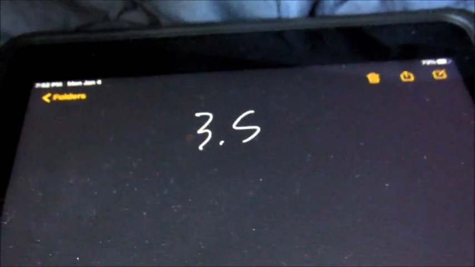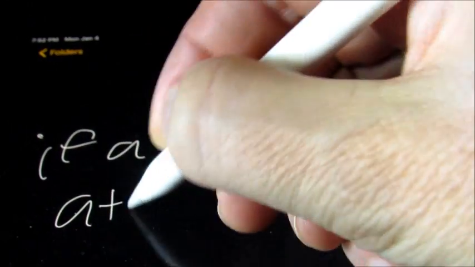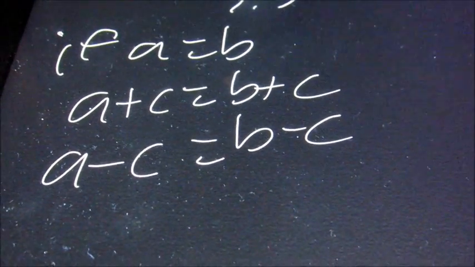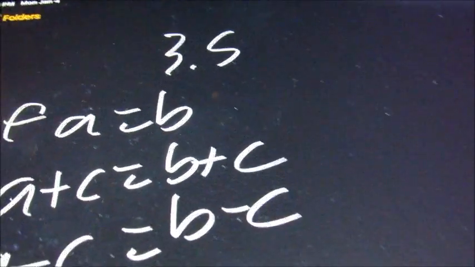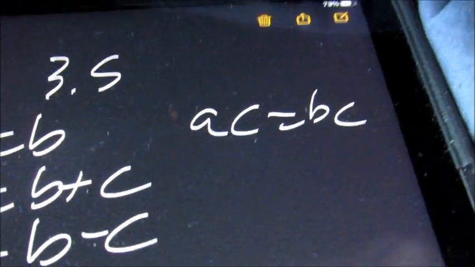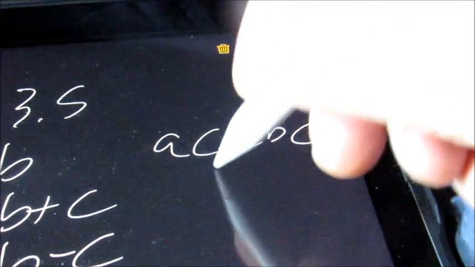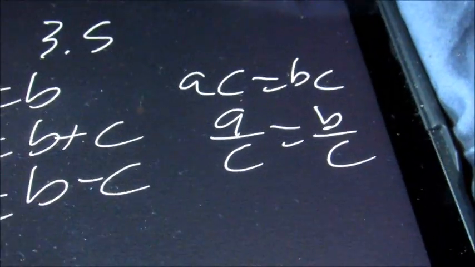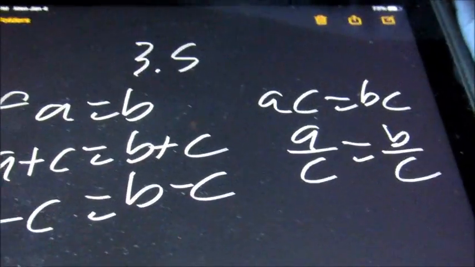If you remember in chapter 2 we said that if A equals B, then A plus C equals B plus C, or A minus C equals B minus C. We either added C to both sides or subtracted C to both sides. It's the same thing with multiplication and division. So if we said A times C, that will equal B times C. Or if we divided both of them by C, A divided by C equals B divided by C. If we're doing the exact same thing to both sides of the equal sign, then everything's going to stay equal.